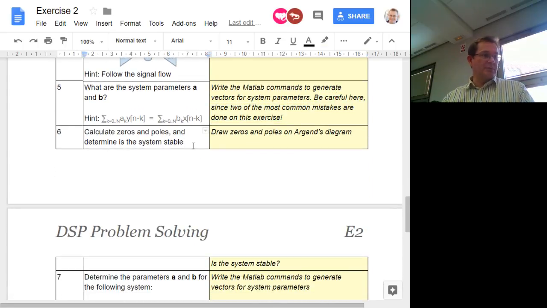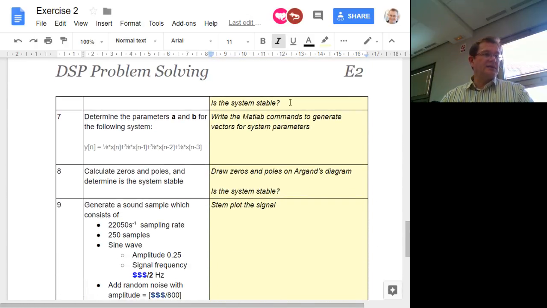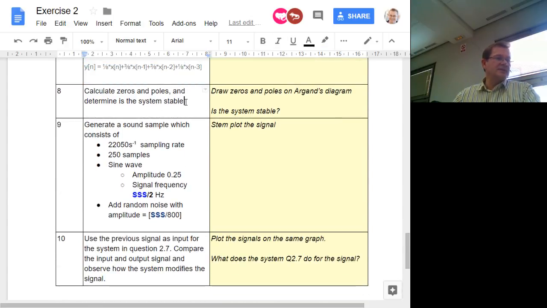Six, calculate zeros and poles and determine whether the system is stable. So draw zeros and poles on the Argand diagram, meaning the z-plane of your system. And see, there's also the question. One hint, if you get an unstable system, then you probably have either a sign error or mixed up the B and A parameters. And then we change the system for this one. What are the parameters? And then zeros and poles.